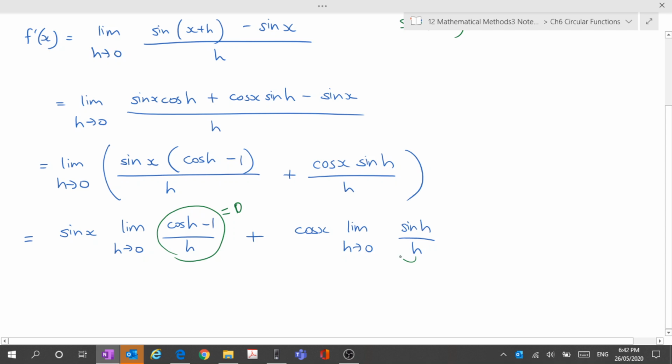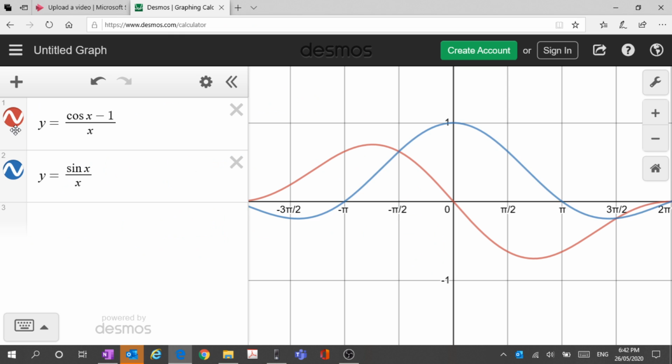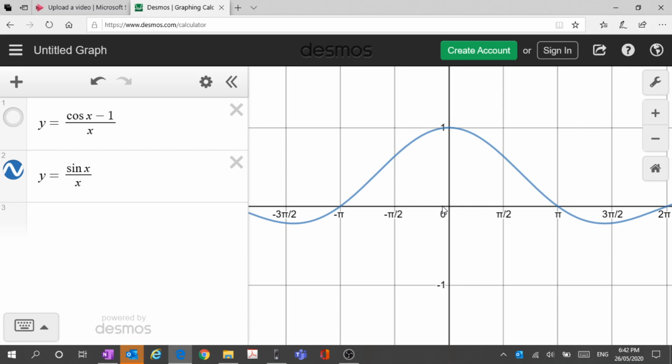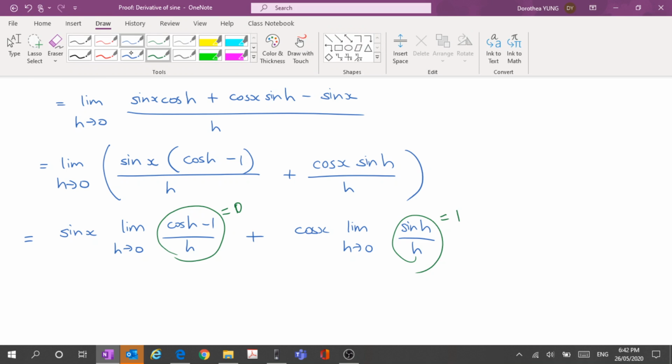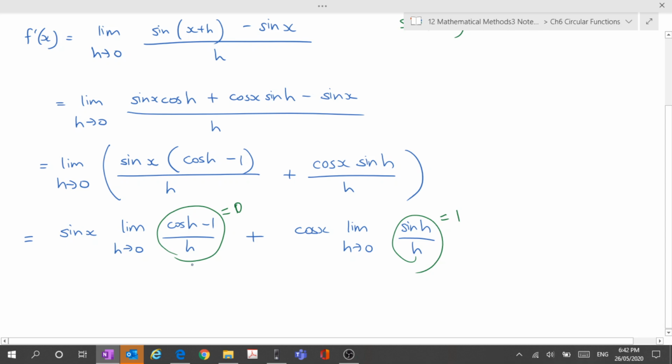Same deal over here. I'm going to sketch sine x over x. Graph that, and we're going to look at what happens as x approaches 0: y approaches 1. So I'm going to say this is equal to 1. Okay, and now I'm sure you can see what's going on here. This is sine x times 0, so that's 0. And this over here is cos x times 1, so we get cos x.